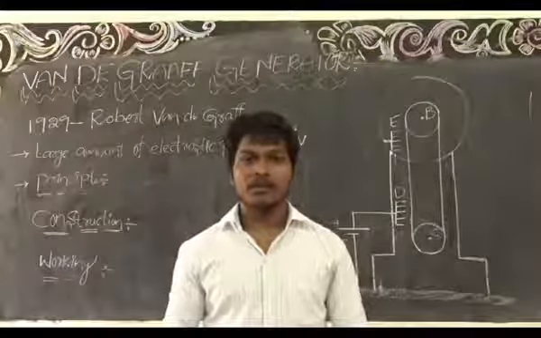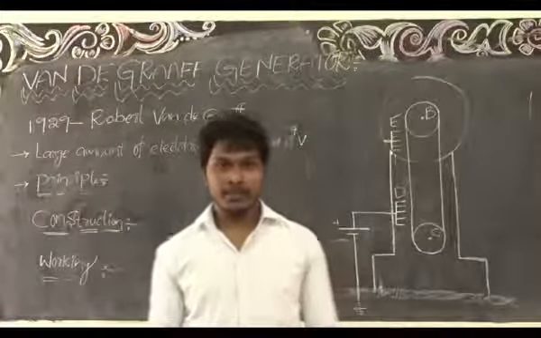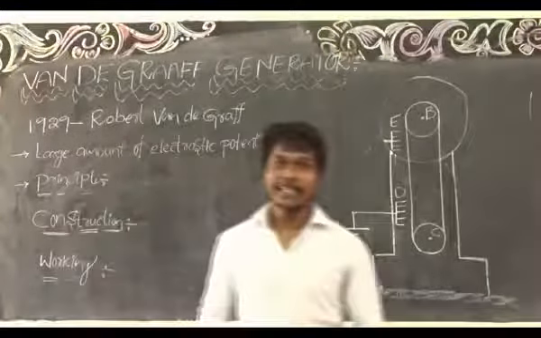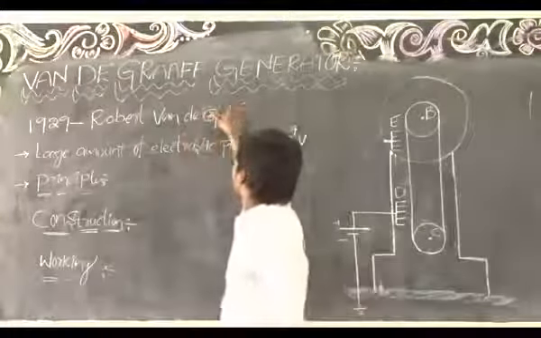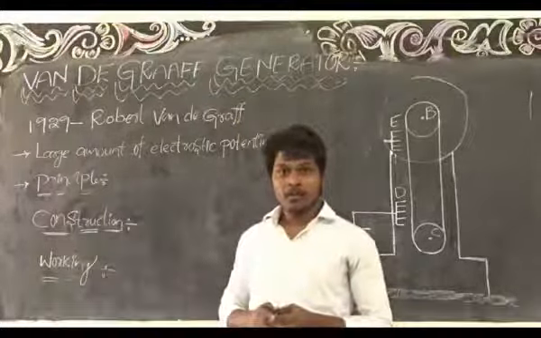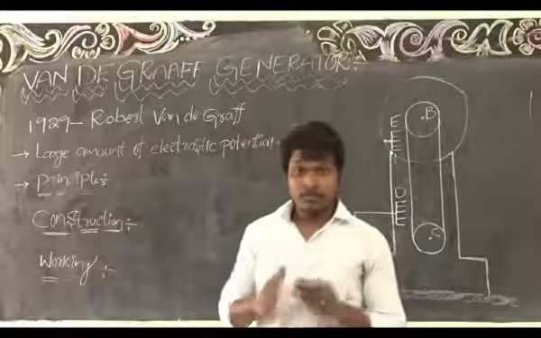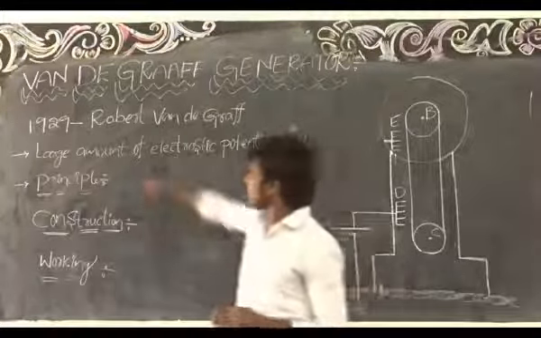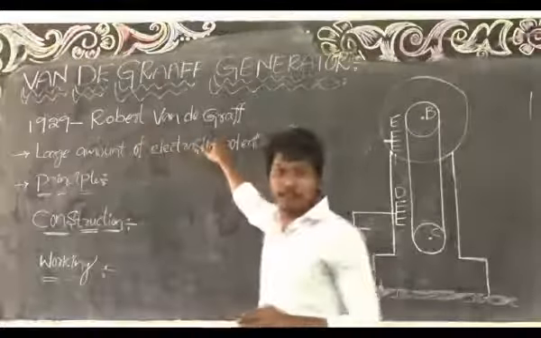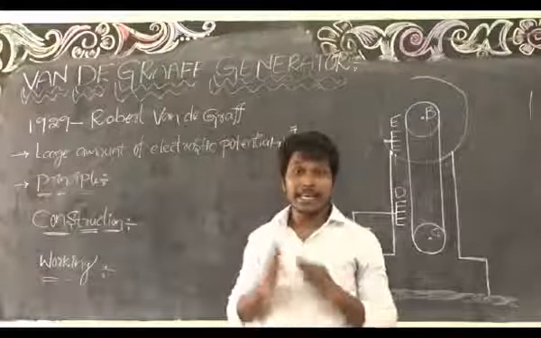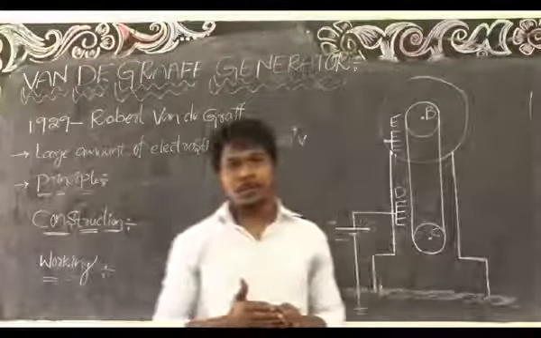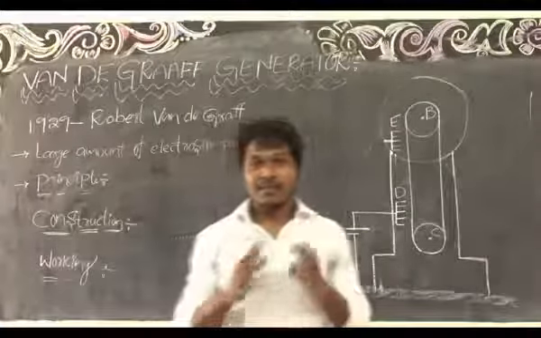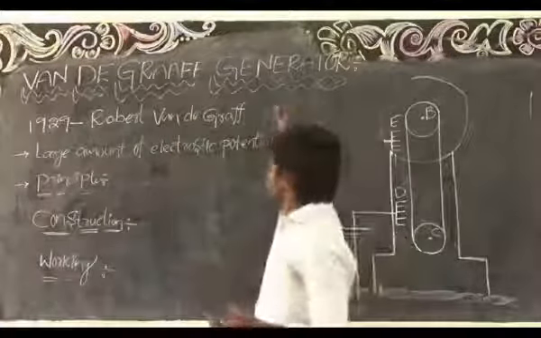Now today we are going to discuss a new topic. Its name is Van de Graaff generator. In the year 1929, Robert Van de Graaff, this is the scientist's name, designed a machine. That machine is called the Van de Graaff generator.